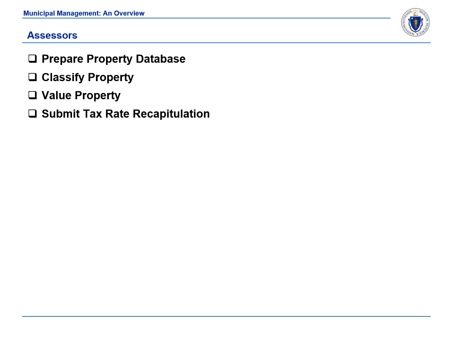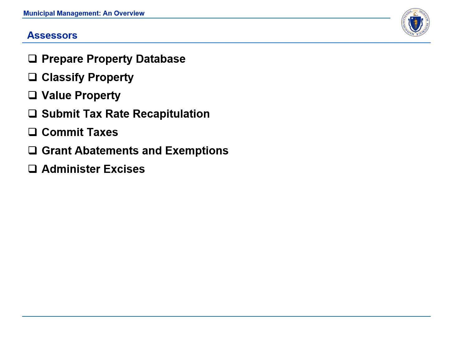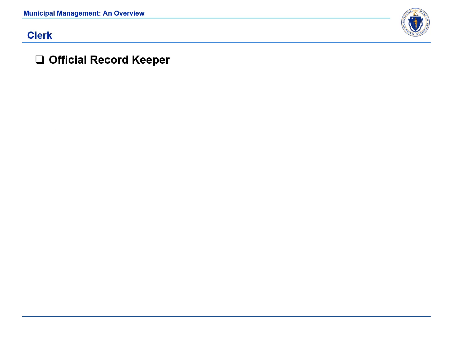Fourth, the assessors prepare and submit the annual tax rate recapitulation sheet, which must be approved by the Commissioner of Revenue. Fifth, once the tax rate is approved, the assessors prepare a tax list and warrant and commit taxes to the collector. Sixth, the assessors grant abatements and exemptions to taxpayers who must file timely applications with the assessors. Seventh, the assessors commit motor vehicle excise bills to the collector.